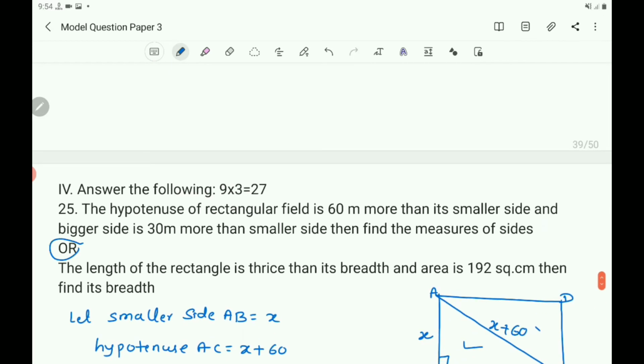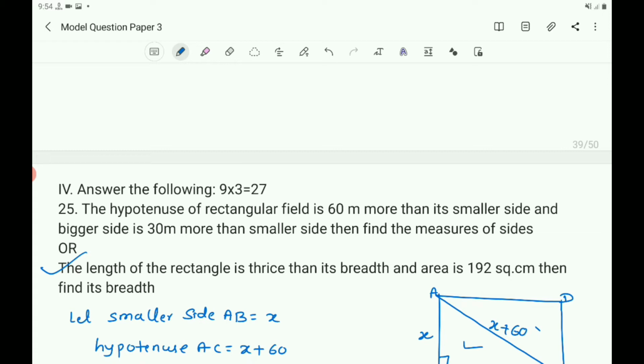You know that here is a choice question. The 25th question is a choice question, and here you solved the first one. Next you take the second one. The length of the rectangle is thrice its breadth and the area is 192 square centimeter, then find its breadth.